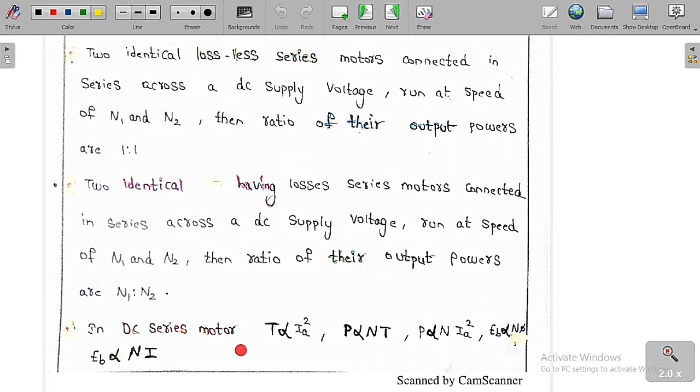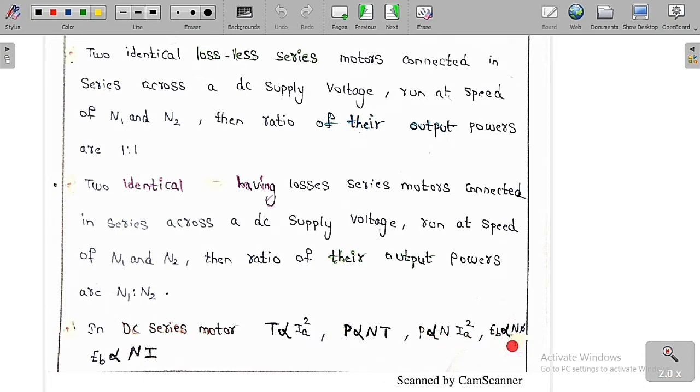In a DC series motor, I have already told you that the flux is directly proportional to armature current. So torque is directly proportional to flux into armature current. Flux is directly proportional to Ia, so Ia into Ia is Ia square. So T is proportional to Ia square. And the power is proportional to T into omega, so T into speed. I can replace T by Ia square, so we get power is proportional to speed into Ia square.